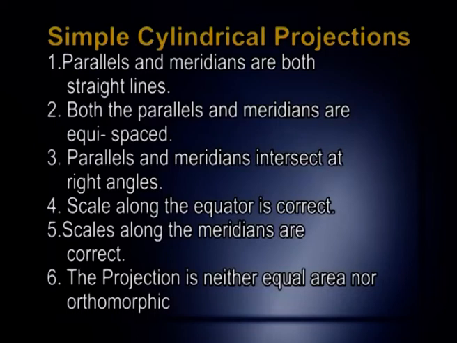Properties. Number 1. Parallels and meridians are both straight lines. Number 2. Both the parallels and meridians are equispaced. Number 3. Parallels and meridians intersect at right angles. Number 4. Scale along the equator is correct. Number 5. Scales along the meridians are correct. Number 6. Projection is neither equal area nor orthomorphic.